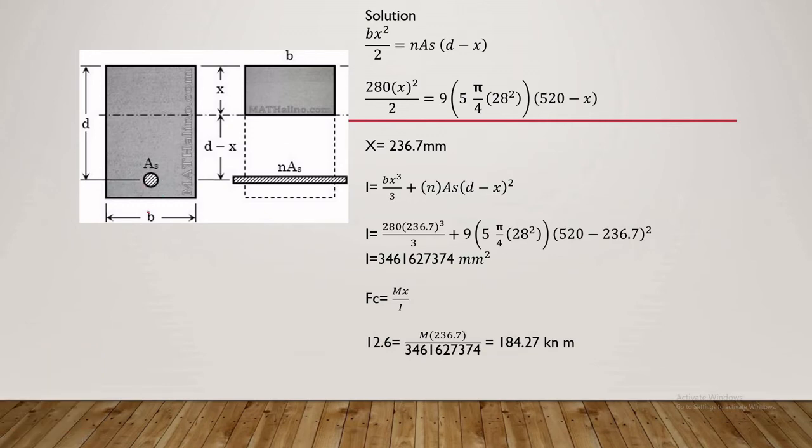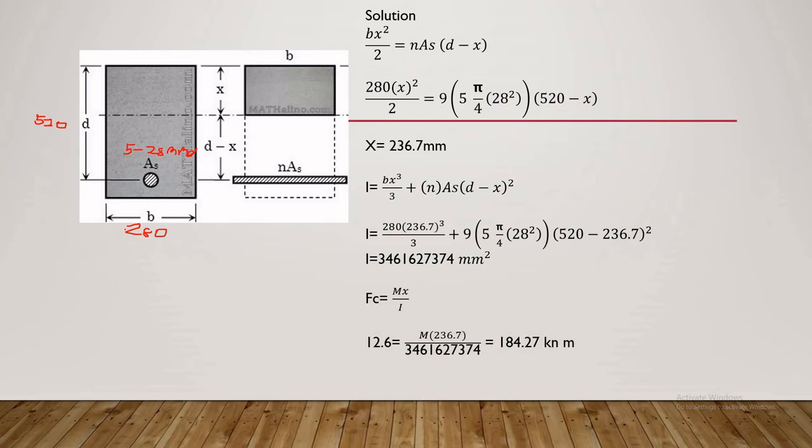So meron daw tayong base na 280, and meron tayong effective depth na 520. Yan. So, meron din daw tayong bars na 5 28 millimeters diameter. So, given din sa atin yung FC prime na 28 megapascal and yung ating FC is binigay na rin na 12.6. So, ang hinahanap natin dito is yung moment capacity of the beam.